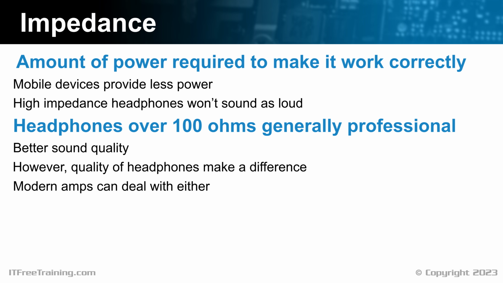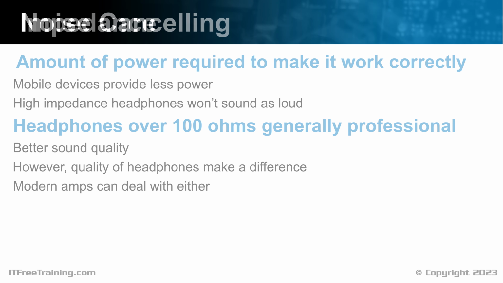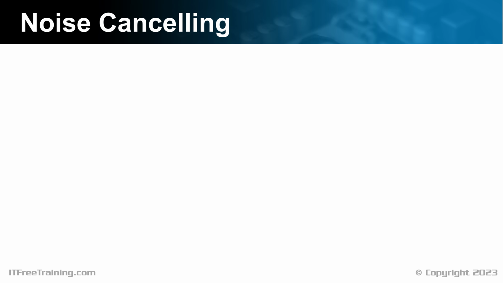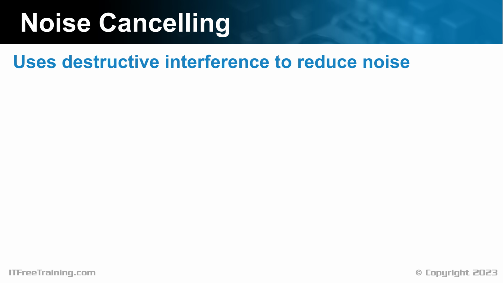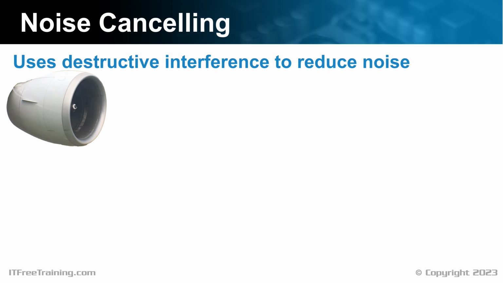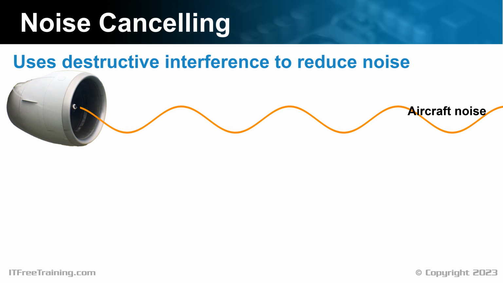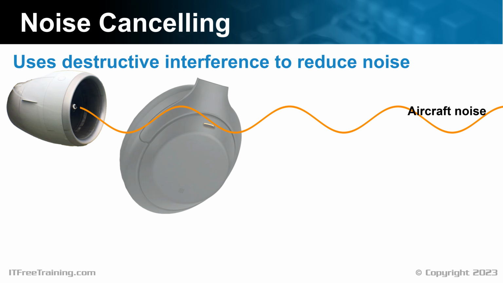Your next consideration when choosing a headset will be what features it has. Let's have a look at what you may consider getting. The first feature that I'll look at is noise canceling. Noise canceling uses destructive interference to reduce noise. To understand how this works, consider that you have some background noise like a jet engine. Jet engines and other noise-making devices will emit loud noises. However, this noise is fairly repetitive.